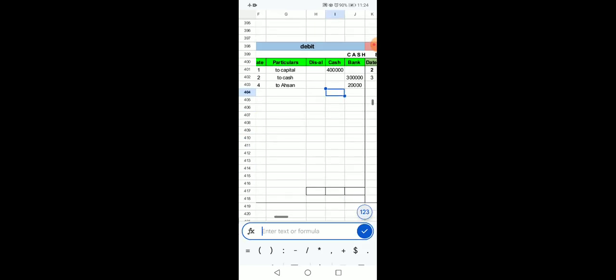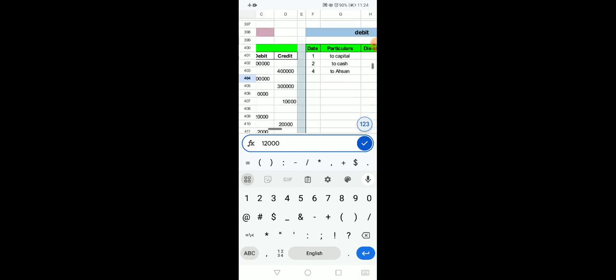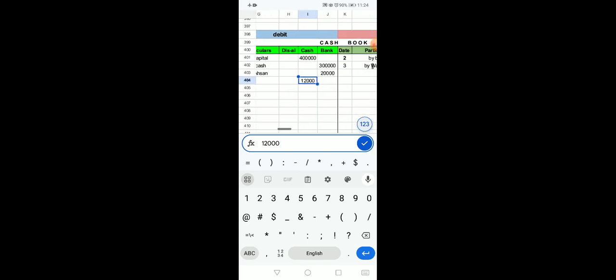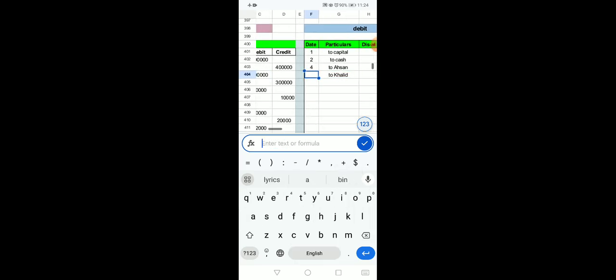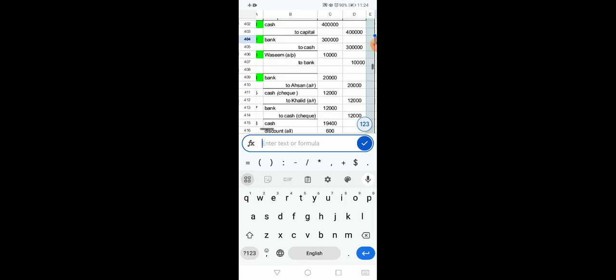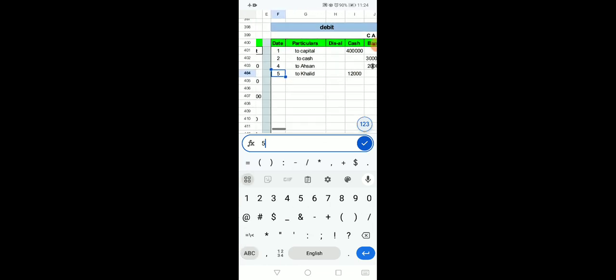Next entry is 5. There are two things, two elements, cash and Khalid, but we are associated and related with only cash. Cash is debited 12,000. You will go to the debit side of the cash book and will write 12,000 in cash column. Now see the reference, which is to Khalid, so you will write to Khalid in particular column. See the date, which is 5, so you will mention date 5 over here.